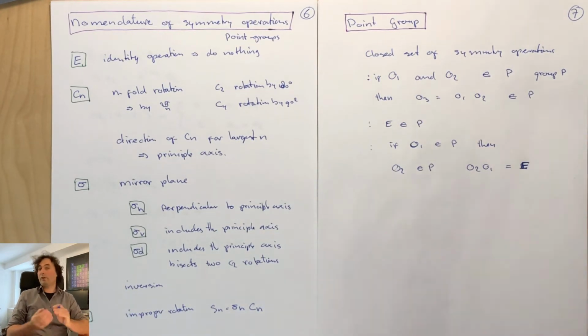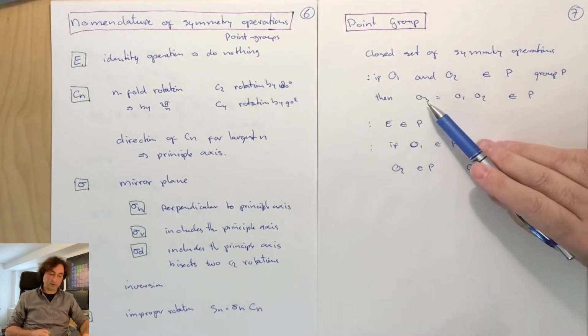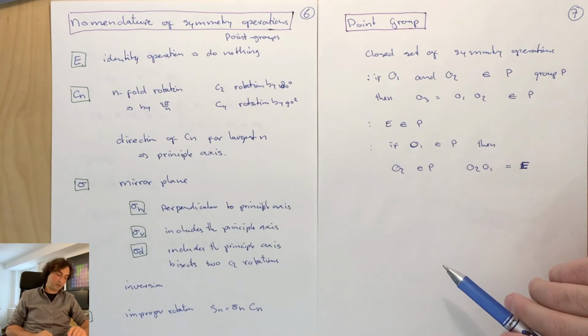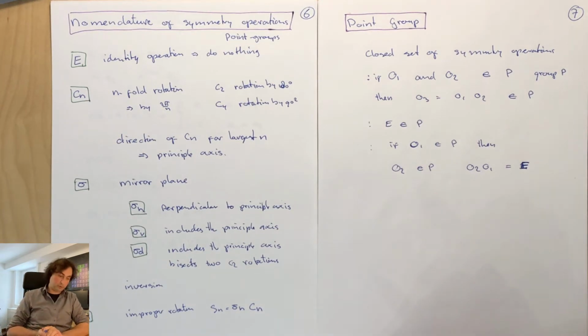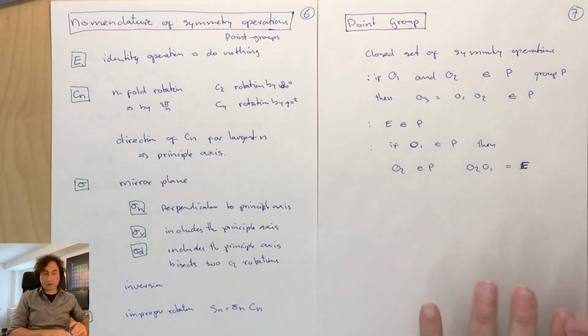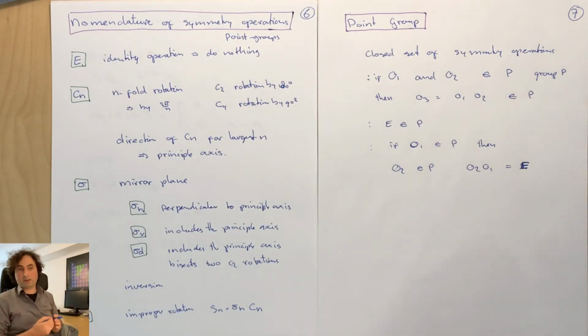So if you're allowed to rotate by 90 degrees to the right around a certain axis, then you must be allowed to rotate by minus 90 degrees. So in terms of symmetry, that makes a lot of sense. If I have two symmetry operations that leave your system invariant, then also the product of these two must leave your system invariant. If I have a state and I can rotate to the right and that leaves your system invariant, then you must be allowed to rotate back to the left, such that your system stays invariant. And doing nothing for sure will leave your system invariant.